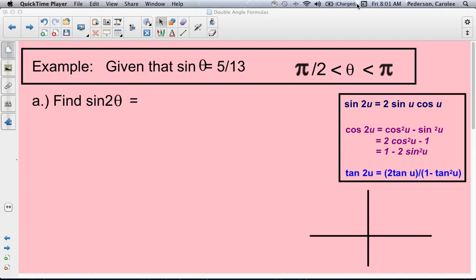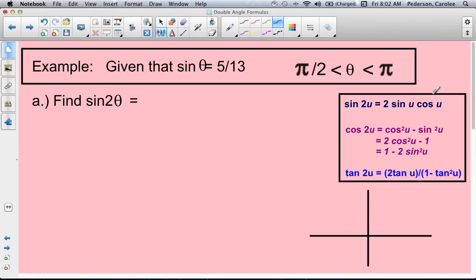We're given that the sine of theta is 5/13 and this angle falls in the second quadrant. And we want to find the sine of 2 theta using the double angle formulas. Remember, you can pause at any time to write down this problem. So we're going to choose this formula on the top of this box. The sine of 2u equals 2 sine of u cosine of u.